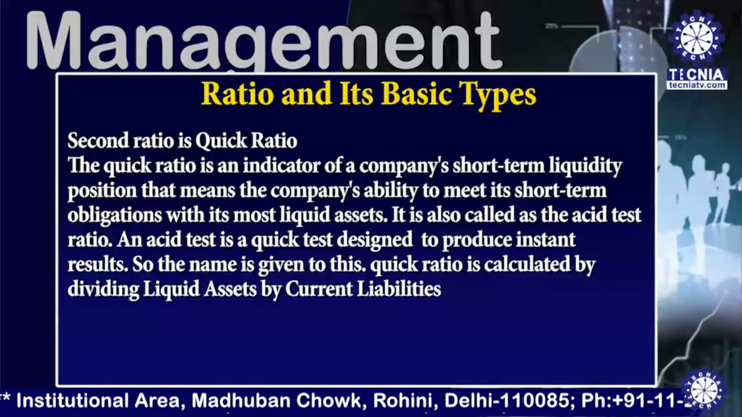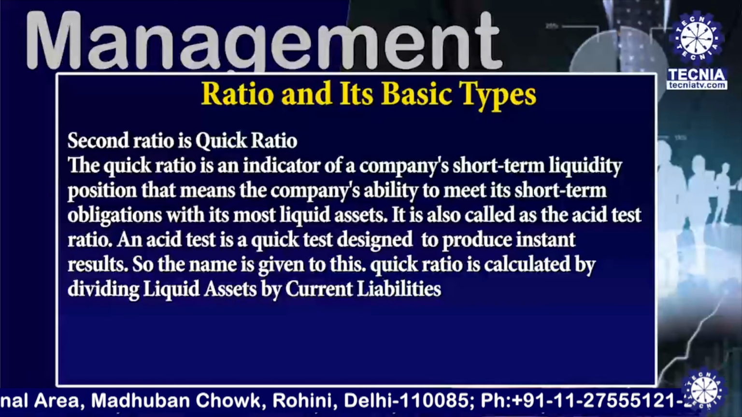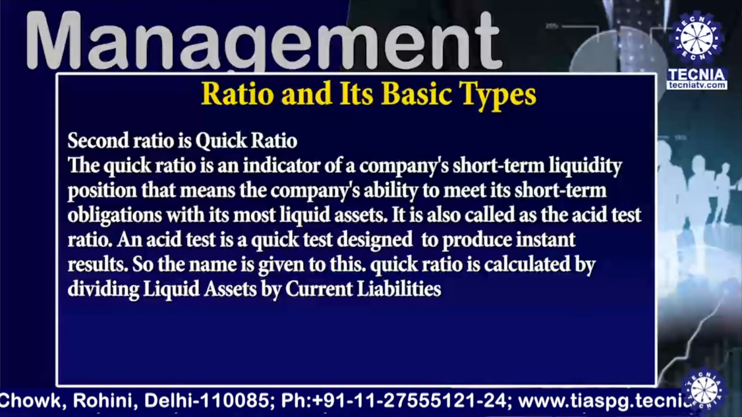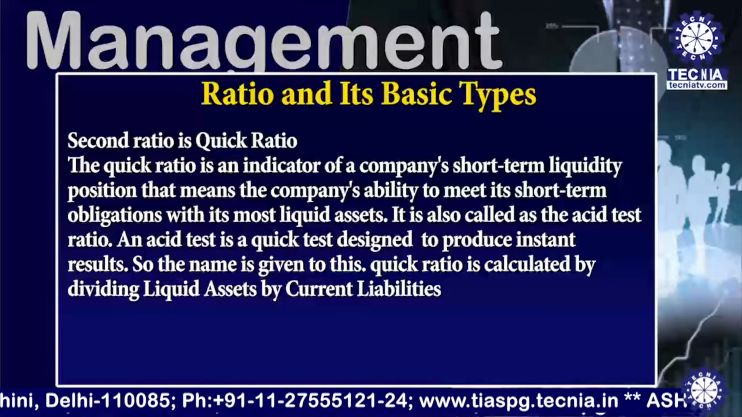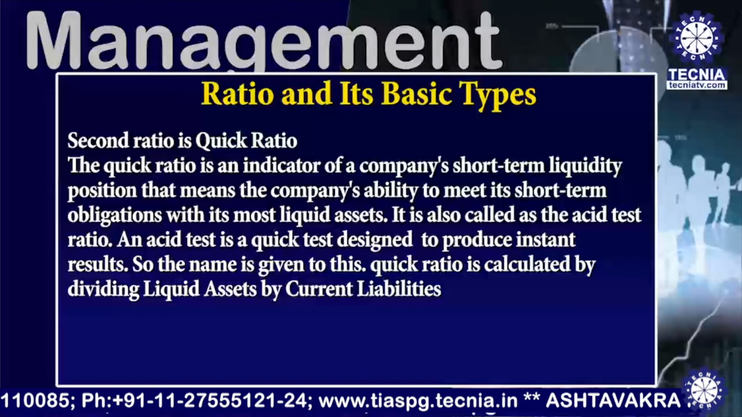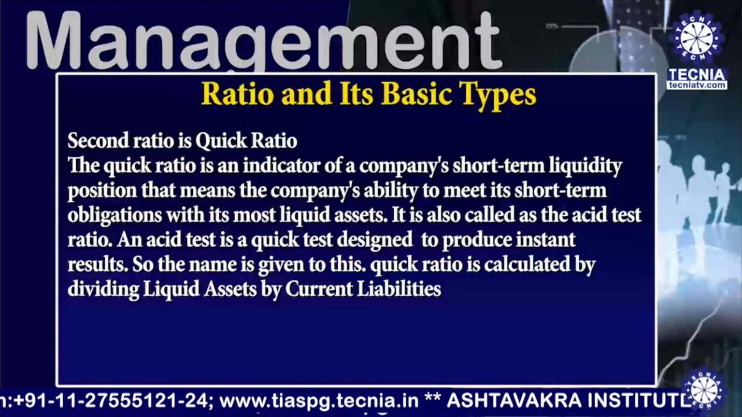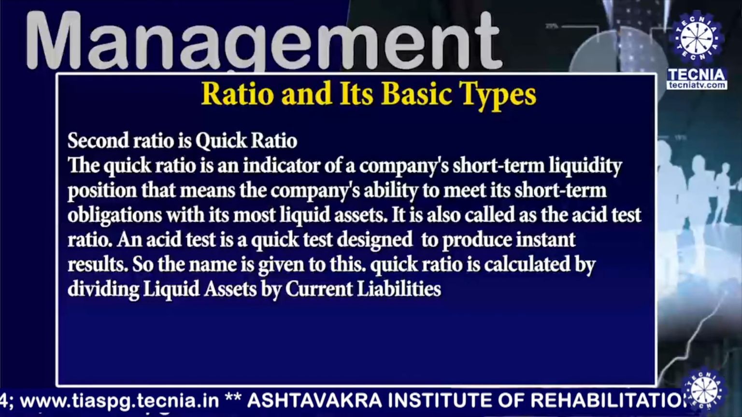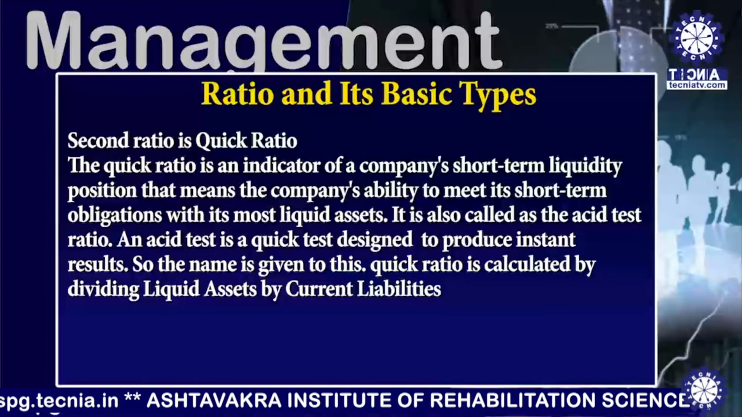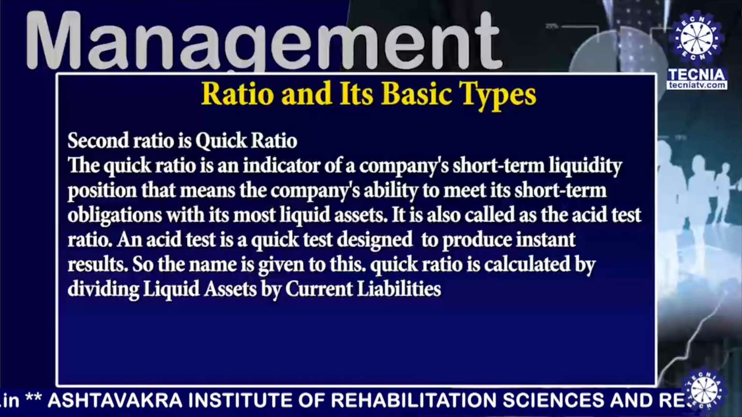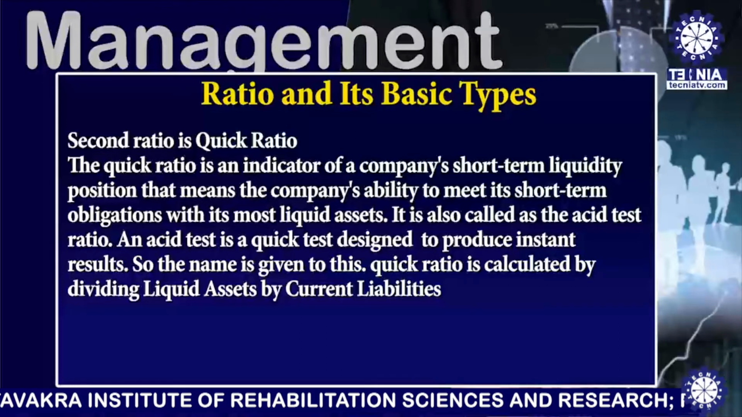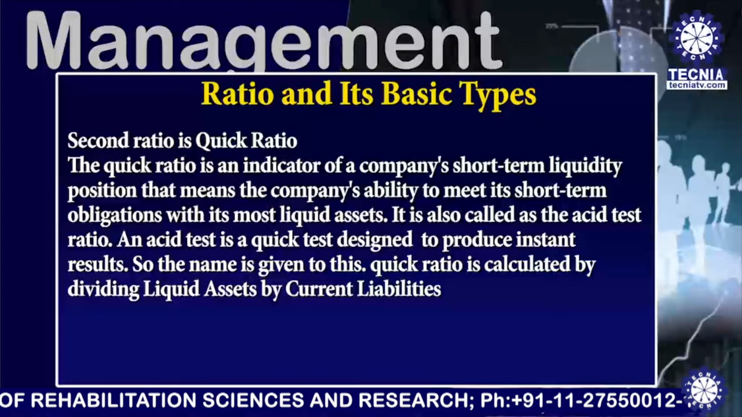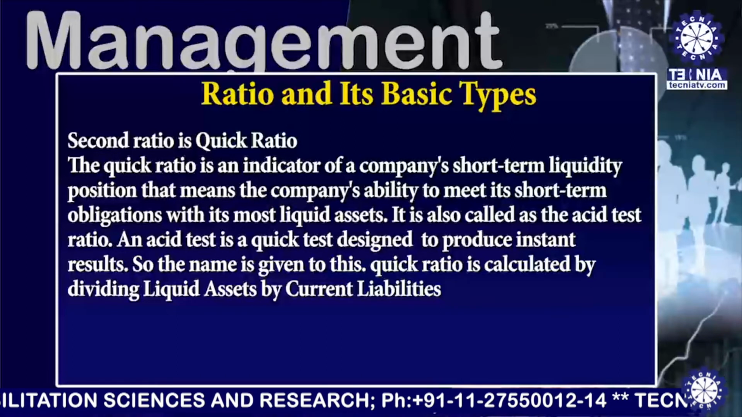The second ratio is quick ratio. The quick ratio is an indicator of a company's short-term liquidity position. That means the company's ability to meet its short-term obligations with its most liquid assets. It is also called the acid test ratio. An acid test ratio is a quick test designed to produce instant results. So, the name is given to this.